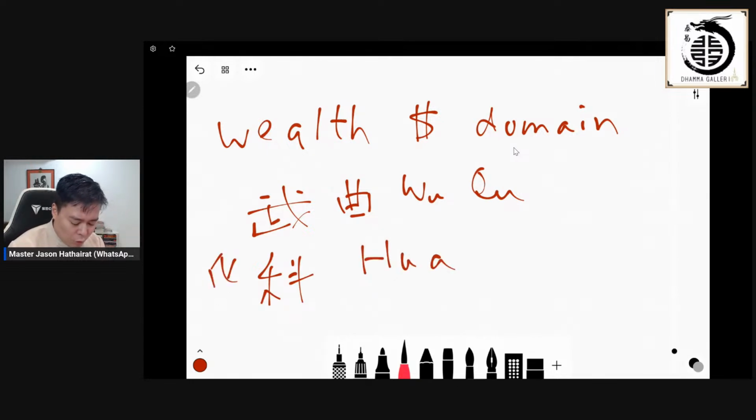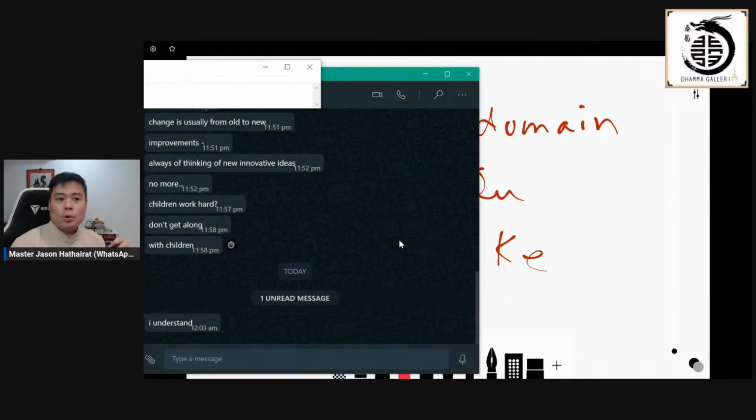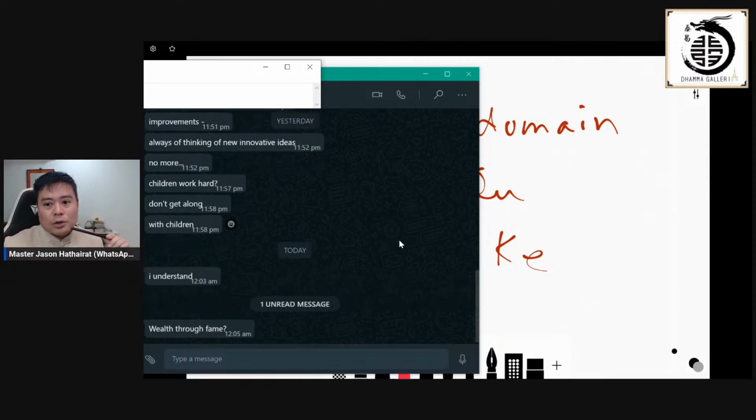So what does this mean? Can you tell me something that could possibly be revealed through this arrangement in terms of the birth chart? Something related to such a birth chart, 化科 at the wealth domain pairing with 武曲. Can you tell me something regarding wealth through fame? Yes, very good interpretation.